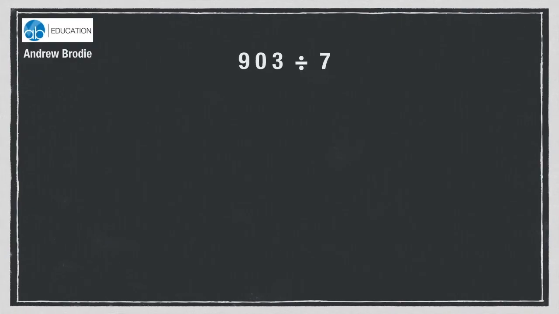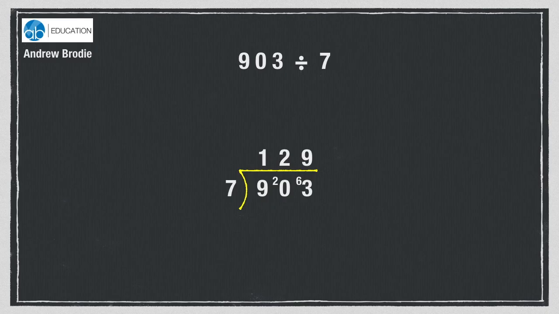Here's another example. 903 divided by 7. Write it in the diagram, then how many 7's in 9? Only 1, with 2 left over. How many 7's in 20? 2, with 6 left over. How many 7's in 63? 9. So the final answer is 129.